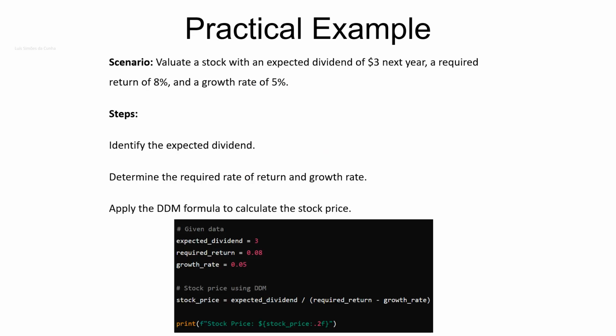Let's valuate a stock with an expected dividend of $3 next year, a required return of 8%, and a growth rate of 5%. Using the dividend discount model, we determine the intrinsic value of the stock.